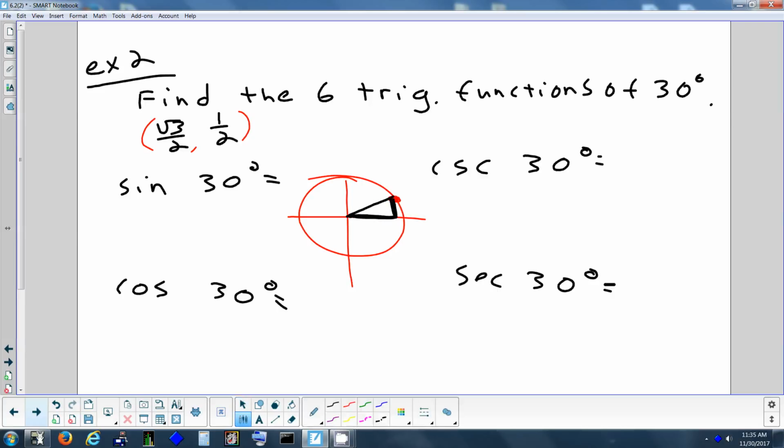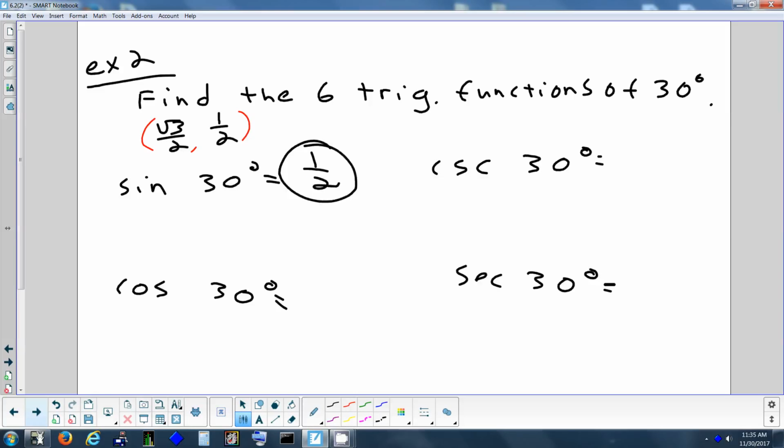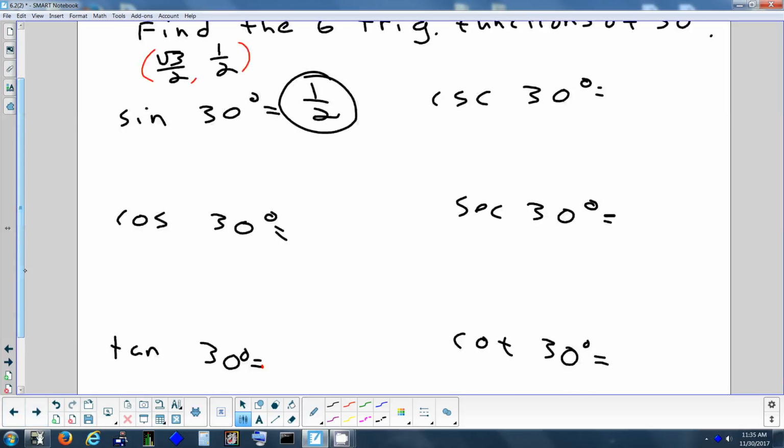Okay, it doesn't even have to be drawn perfect. Just put 30 in a reasonable spot, and you should be able to figure out the long side, short side. Okay. So what's the sine of 30 degrees? 1/2. Cosine? Square root of 3 over 2.